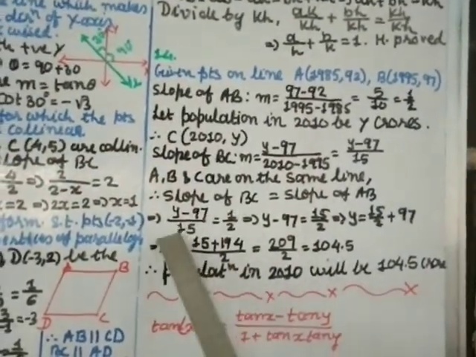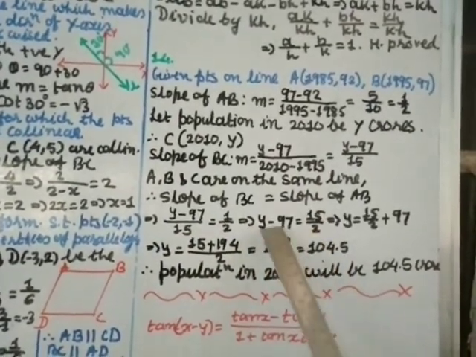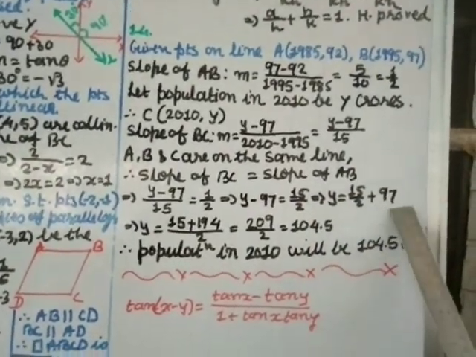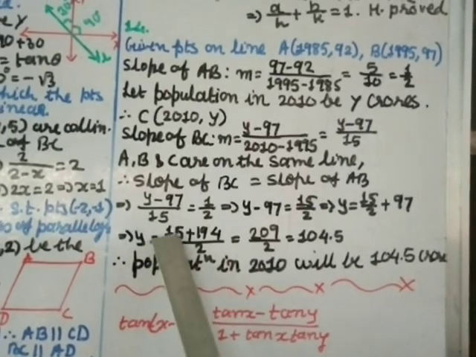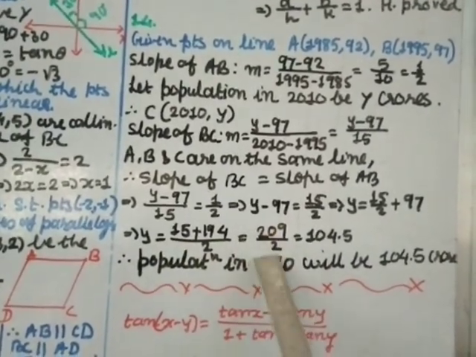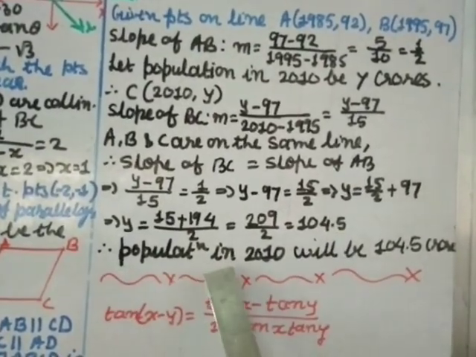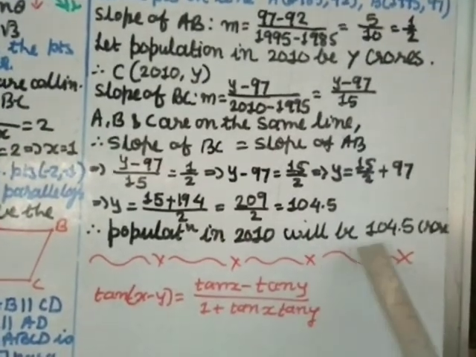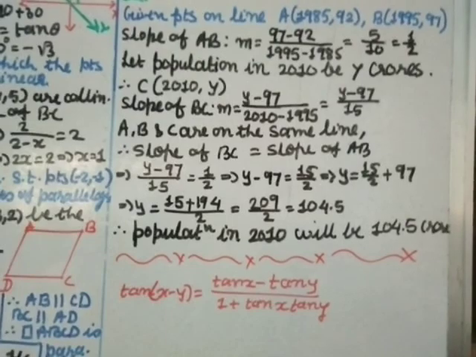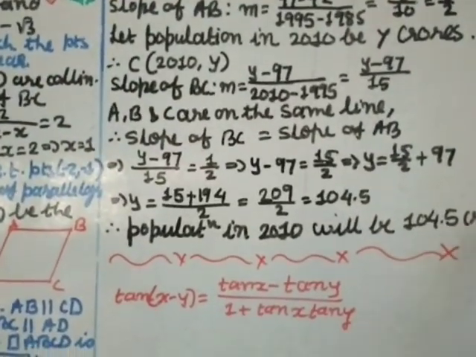Okay, this 15 you transfer over here, so y minus 97 equal to 15 by 2, minus 97 transfer over here becomes plus, so 15 by 2 plus 97. Okay, take LCM, so y is equal to (15 plus 194) by 2, this addition is 209 by 2, and this if you divide you get 104.5. That means the population in 2010 will be 104.5 crores. Okay, so they have asked the population in 2010 and the slope of AB. So slope is 1 by 2 and the population is 104.5 crores.